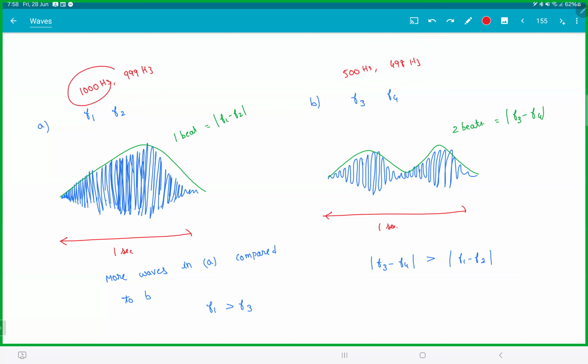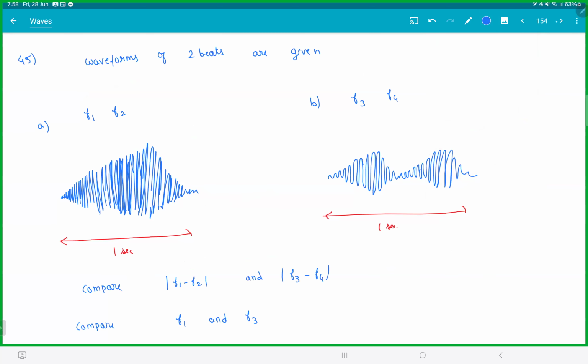So there are 1000 waves per second here. There are 500 waves per second here. But this amplitude is dropping 2 times and this amplitude is dropping only once. So just check how many these things are more closely packed. So there are more waves. This is tightly packed. So there are more waves per second. Easy? Any doubts on this?